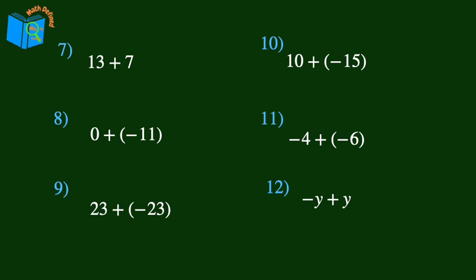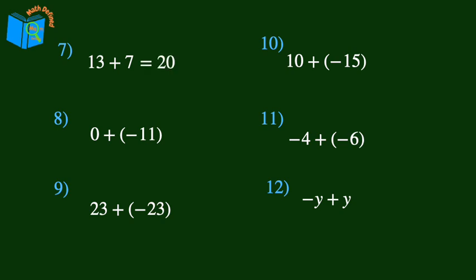Now that we've learned the rules for adding integers, it's time to put those skills to the test with some practice problems. As we solve these together, we will review these 3 rules that we just talked about. Okay, starting with problem number 7, we have positive 13 plus positive 7. The signs are the same, so we just add and keep the sign. Positive 13 plus positive 7 is positive 20.